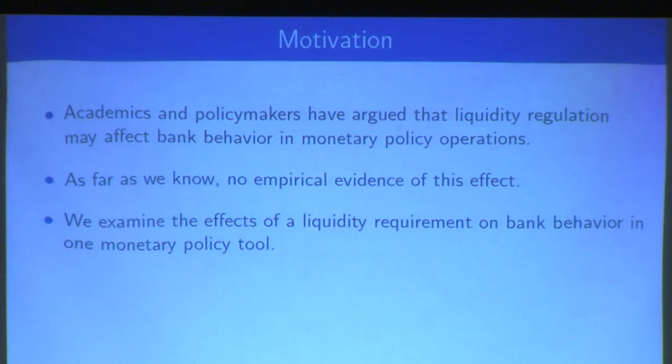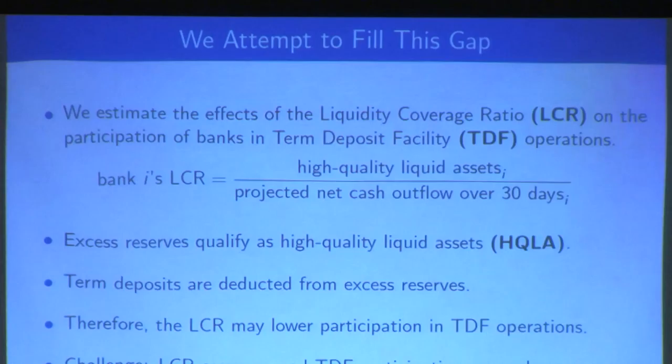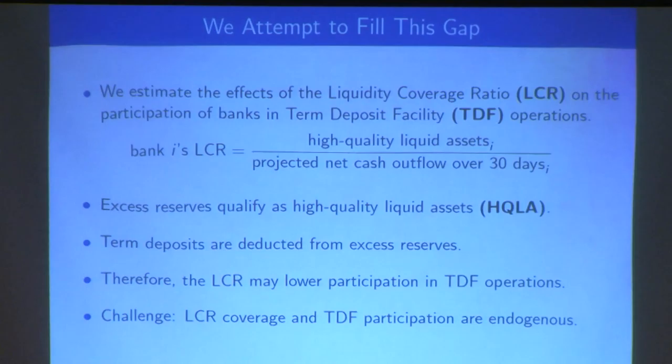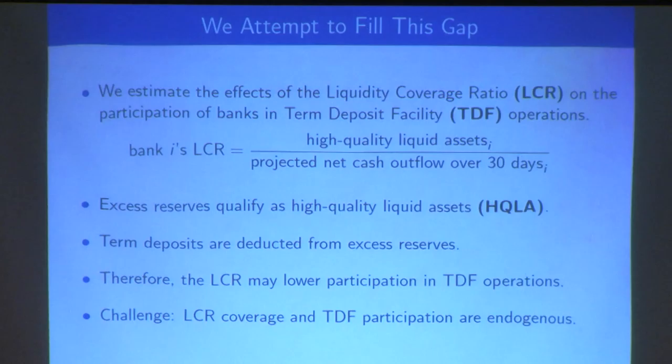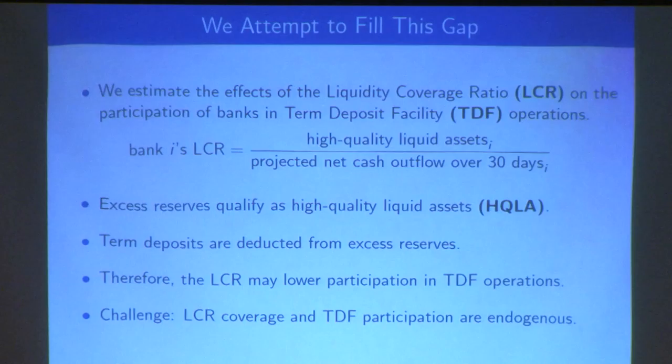And this is what we're going to do here. We're going to examine the effects of liquidity requirement on bank behavior in one monetary policy tool. This monetary policy tool is called the term deposit facility. And the liquidity regulation that we are studying is the liquidity coverage ratio. The liquidity coverage ratio is the ratio between high quality liquid assets that a bank holds and the projected net cash outflow over 30 days for that bank. So it's a proxy for the ability of banks to satisfy their commitments in a period of stress over 30 days.